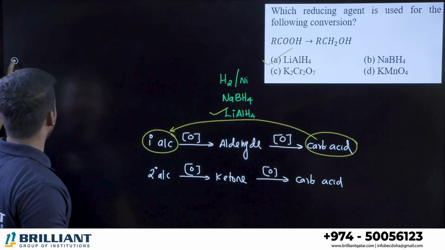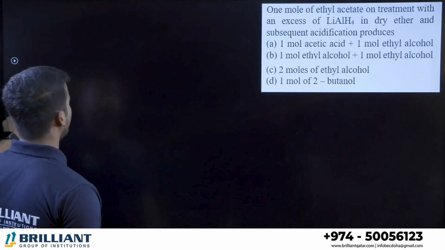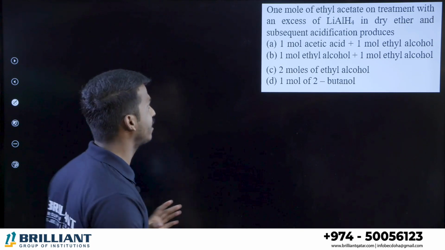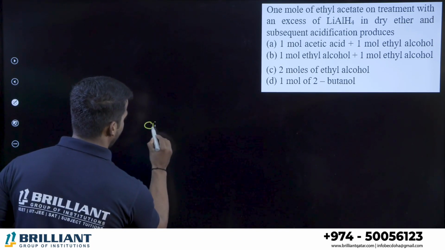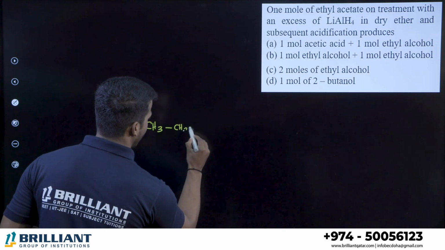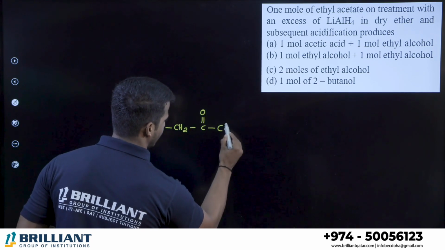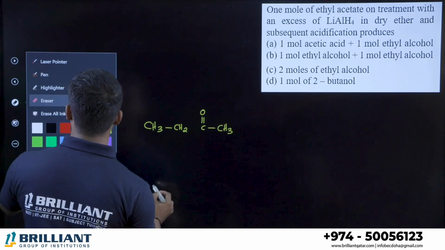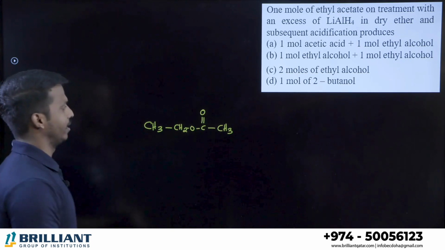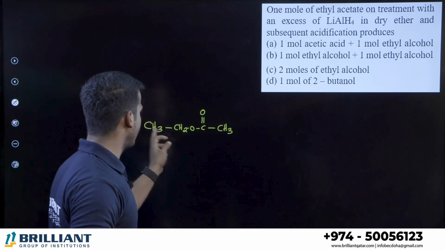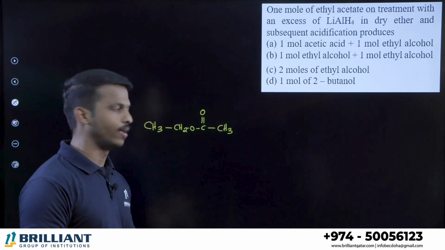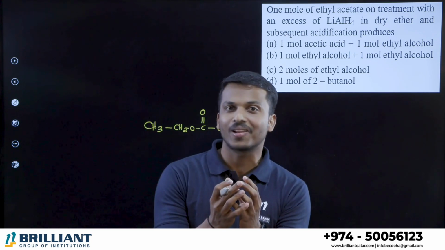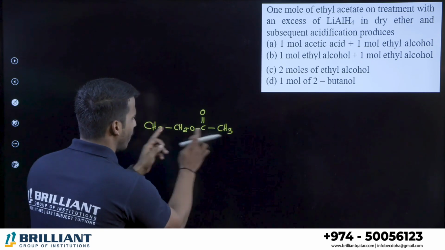Okay, careful. Next one. 1 mole of ethyl acetate. You know, ethyl acetate is an ester. What is the ethyl acetate formula? Ethyl acetate. It's an ester. This is the compound ethyl acetate. Ethyl group is there. Acetate group is there. Right. Ester is formed by the combination of a carboxylic acid and alcohol, right? Yeah. This is the alcohol part. This is the acid part.